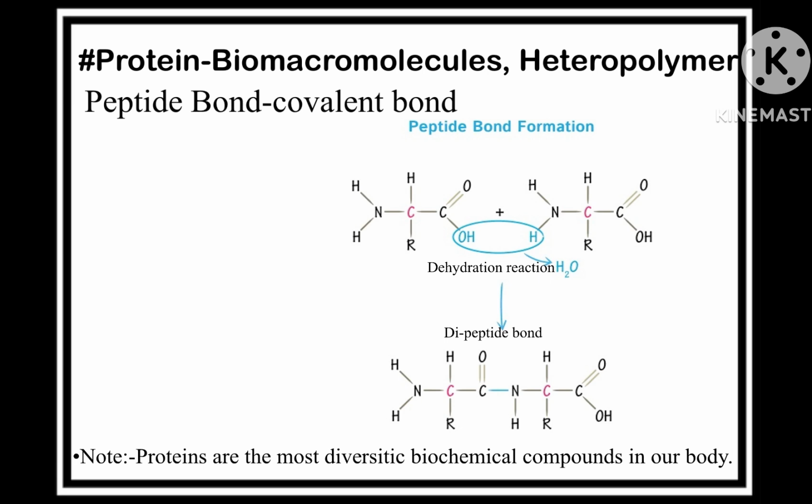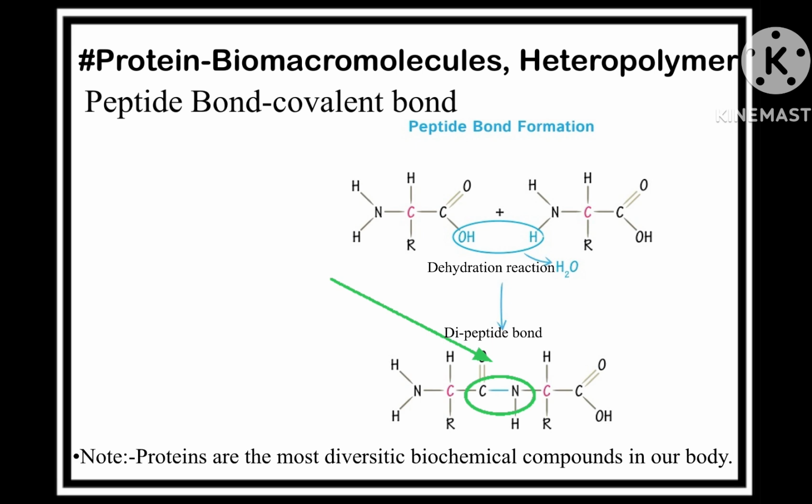Now we'll see what peptide bonds in amino acids are. Basically, a peptide bond is a type of covalent chemical bond that links two amino acids together in a protein or a peptide chain. As you can see in the image, the carboxylic group of the first amino acid reacts with the amino group of the second amino acid, and a molecule of water is released through a dehydration reaction, where water is produced as a byproduct and a dipeptide chain forms.